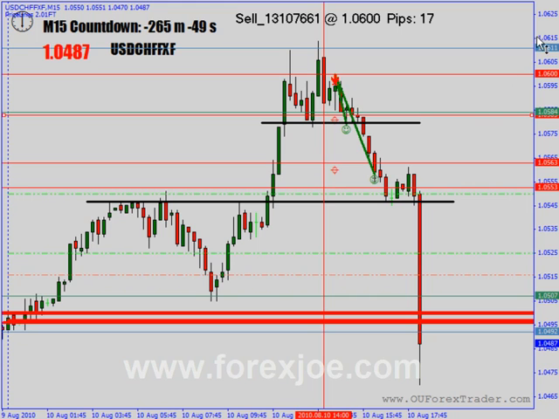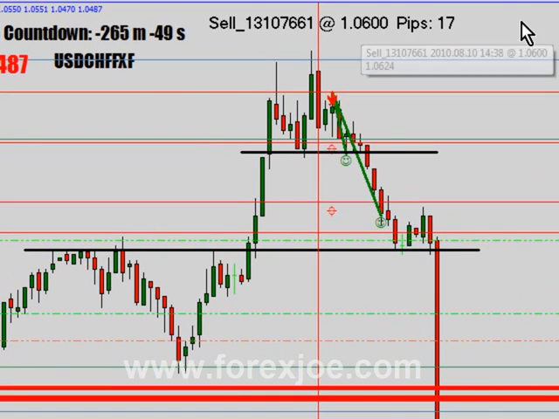So anyway, good price action, good experience, and locked in another successful trade.